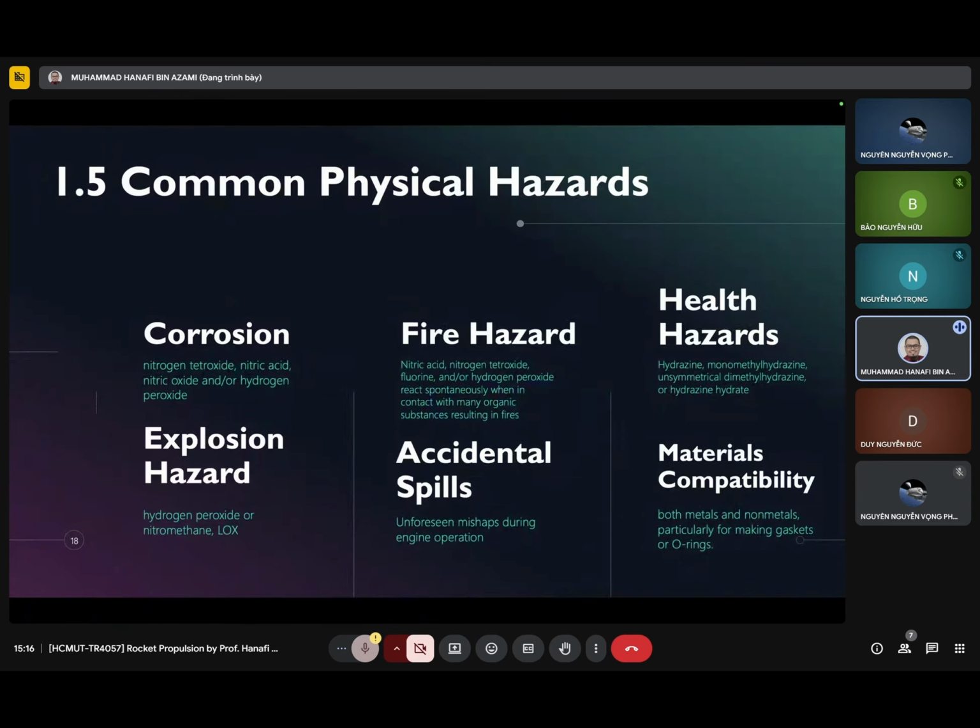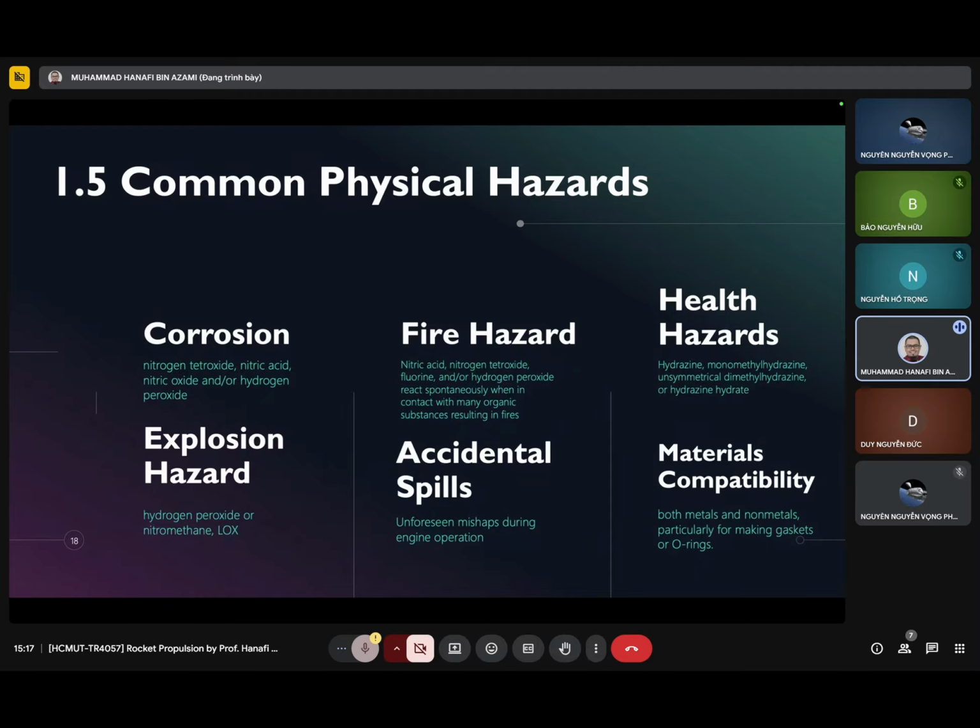So let us continue in this chapter 1.5, common physical hazards. Of course, this is some of the main ones. We do have many things. The first one is corrosion. When you deal with materials such as nitrogen tetroxide, nitric acid, nitric oxide, or hydrogen peroxide, they tend to corrode your pipe. They tend to corrode the thrust chambers and also the tank.